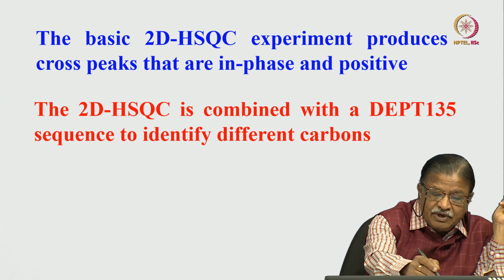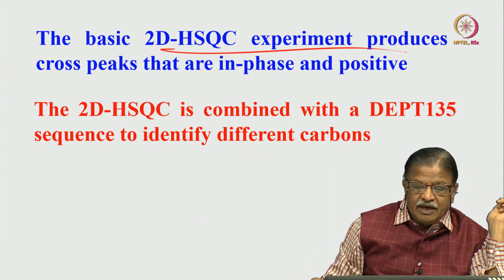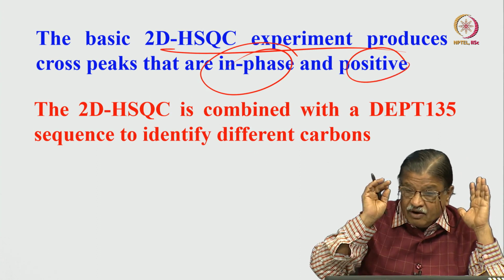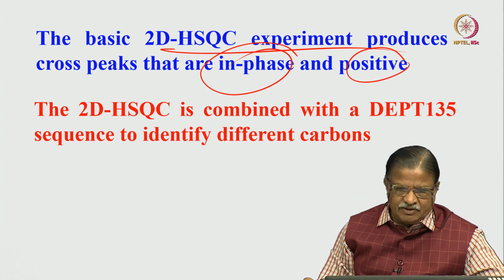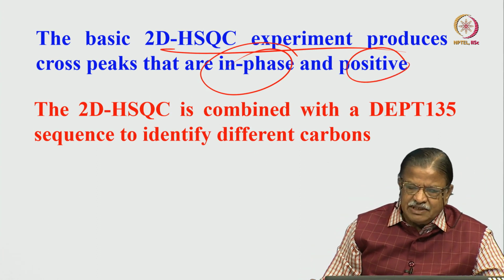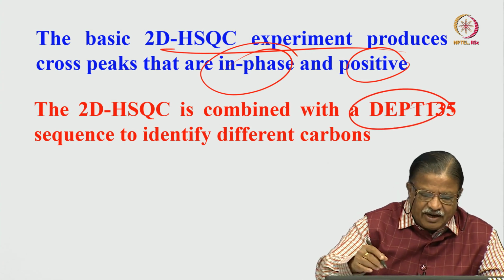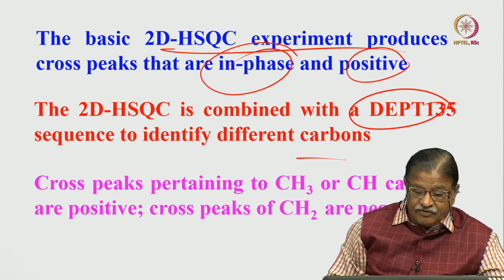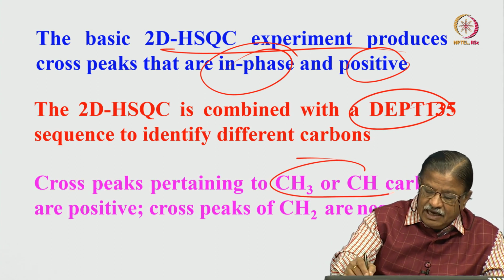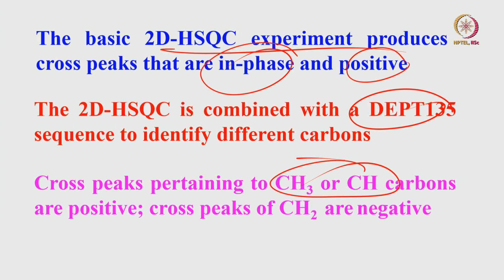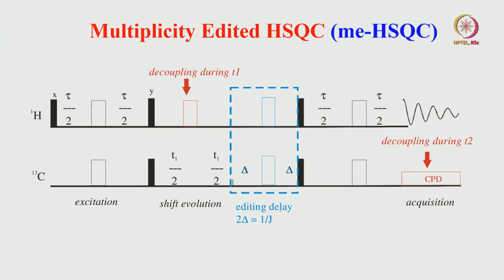So, in the basic 2D HSQC, the experiment always produces cross peaks which are in phase and positive. They are always in-phase signals. If you combine this with DEPT 135, then we can distinguish different carbons. Cross peaks for carbons with an odd number of protons attached, like CH3 and CH, give us a positive peak, whereas CH2 carbons give negative peaks. This is what we are going to do.